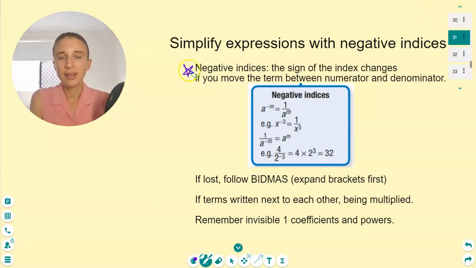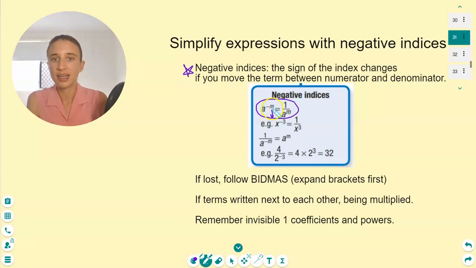So the main thing here, negative indices: the sign of the index changes if you move the term between the numerator and the denominator. That is just referring to this. Can you see how the sign of the index changed? If I put that a to the negative m on the denominator, it becomes 1 on a to the positive m. And if a to the negative m is on the denominator, if I want to make it positive, I move it up to the numerator and it becomes a to the positive m.